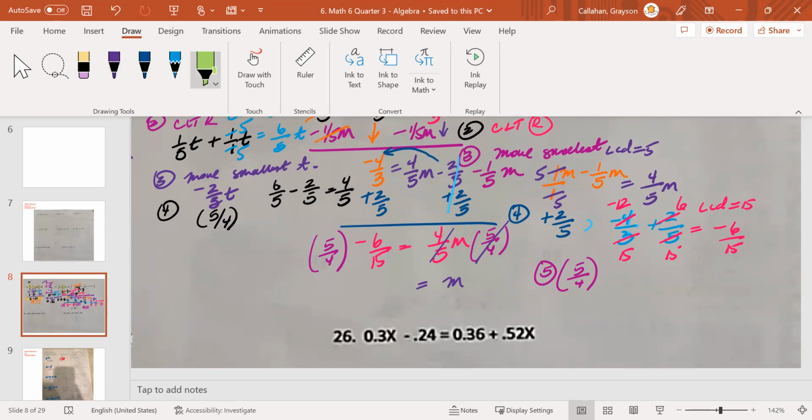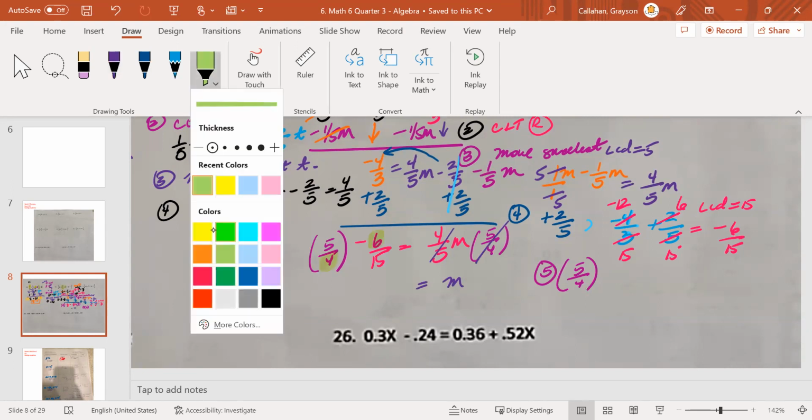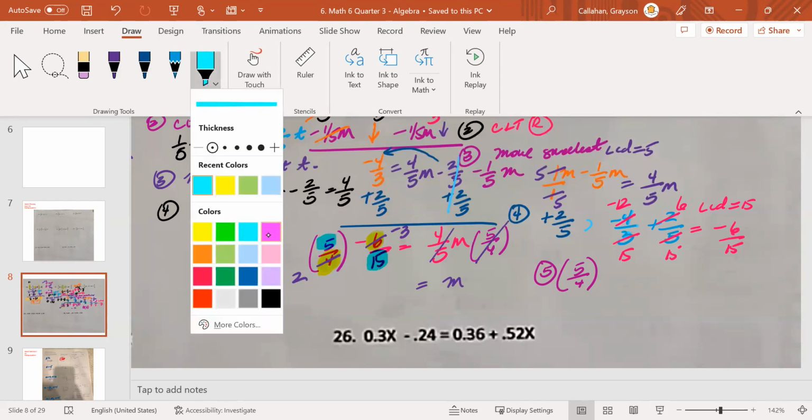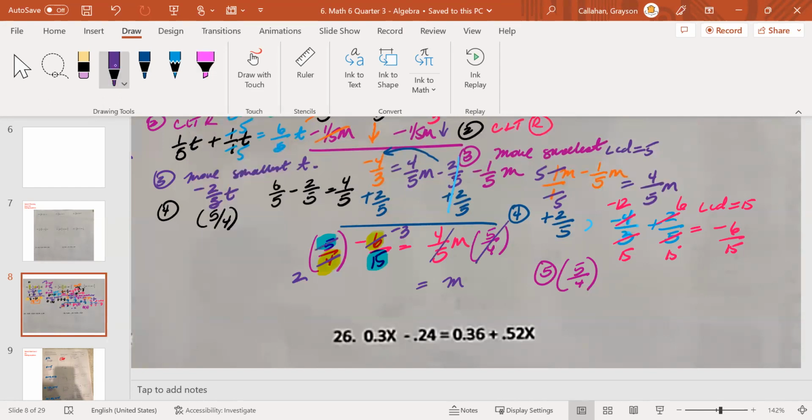If I take a look at this, I notice that 3 and 4 are both even. So I know I can change that to a negative 3 and a 2 because you're dividing by 2, top and bottom. 5 and 15, I know I can divide it by 5, which then becomes a 1 and a 3. So 1 times negative 3 is a negative 3. 2 times 3 is a 6. I can reduce this to a negative 1/2. And that is your answer.